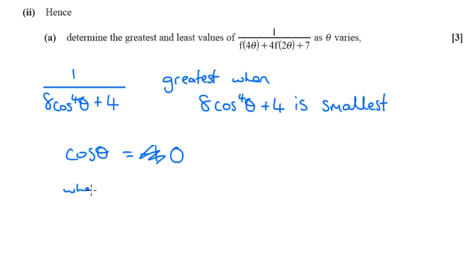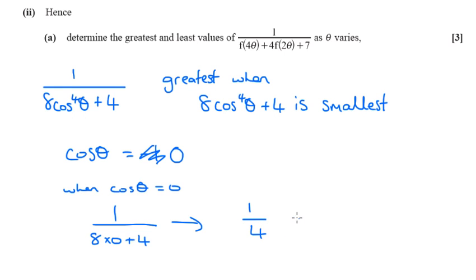So when cos theta equals 0, we're going to have 1 over 8 times 0 plus 4, which is just a quarter. So the greatest value is a quarter.